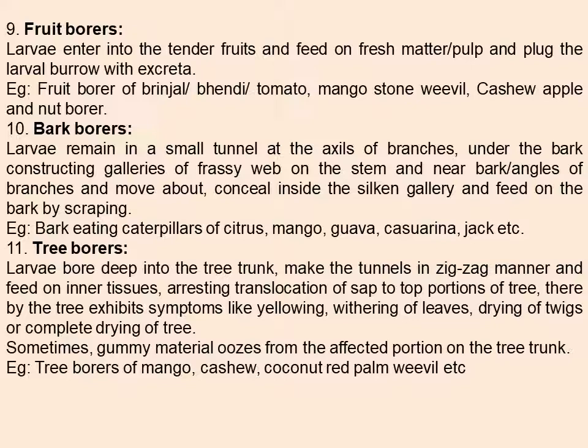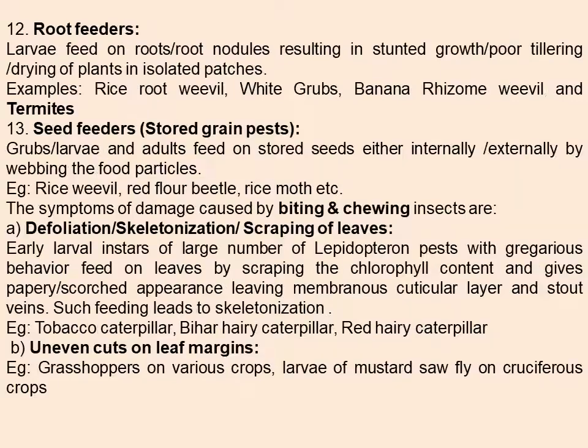Now the tree borers are those which bore deep into the tree trunk. They make tunnels in a zigzag manner and feed on the inner tissues, arresting translocation of sap to the top portions of the tree. Thereby, the tree exhibits symptoms like yellowing, withering of leaves, drying of twigs, or complete drying of the tree. Sometimes gummy material oozes out from the affected portion of the tree trunk. For example, the tree borers of mango, cashew, coconut, red palm weevil, and so on and so forth.